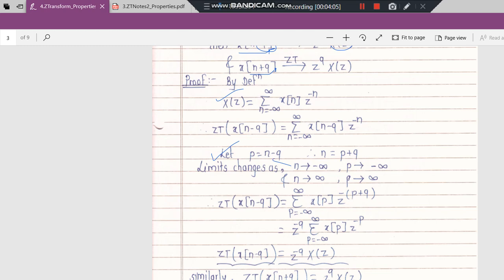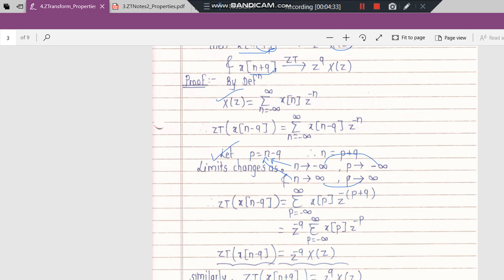Look at this equation, this is important. What will happen when n tends to plus infinity? When n tends to plus infinity, p tends to plus infinity. So the limit remains from minus infinity to infinity. We will put these values now, so our limits will be p equal to minus infinity to p equal to plus infinity. This is how we solve the numerical of summations.